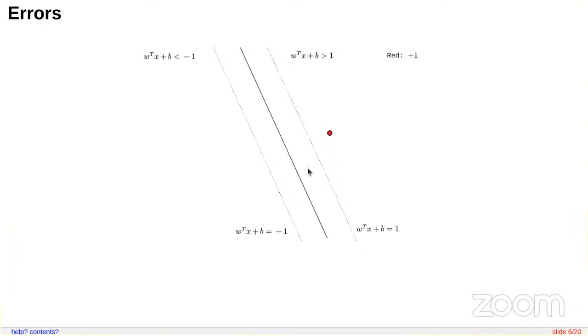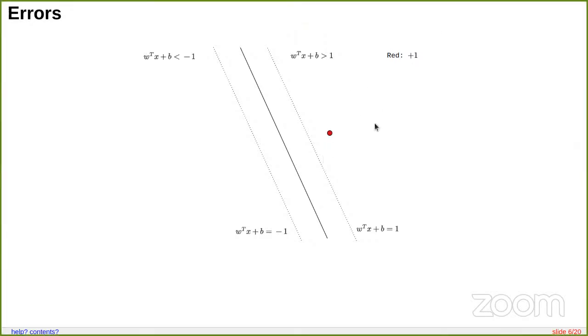So to fix that, we are going to talk about errors. Not exactly classification errors, but we look at what it means. Is this base image clear to all of you? This is W transpose X plus B equal to 0. This is one bounding plane, and this is the other bounding plane. Everything to the right of this is greater than 1, and left of this is less than -1. I'm only going to talk about red points, so they are all +1 labeled. Any doubts here, or shall I move on?